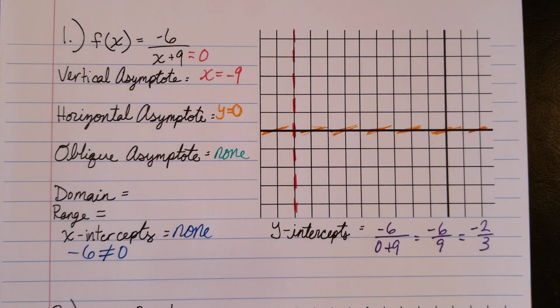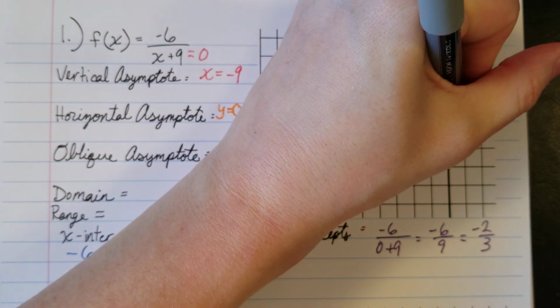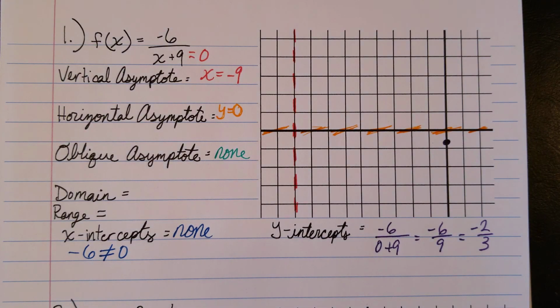Okay. And then the only other thing I have to put on the graph right this second is the y-intercept at -2/3. So that'd be right around there.